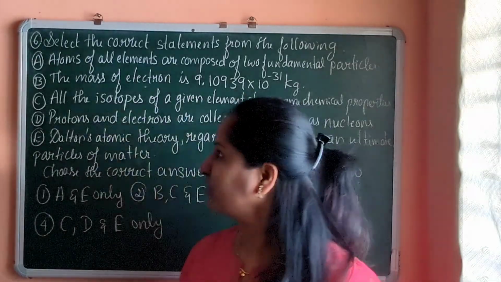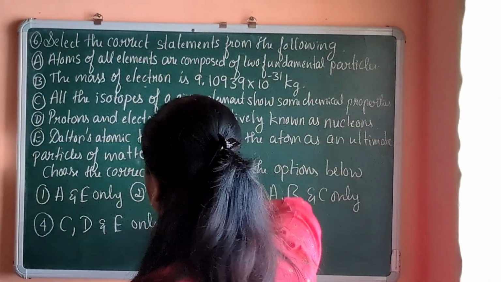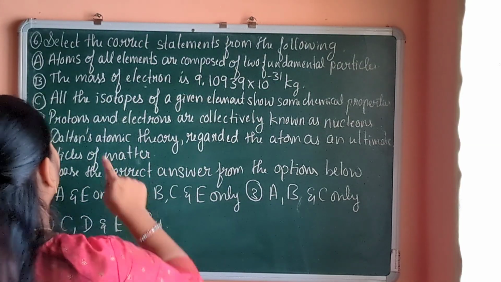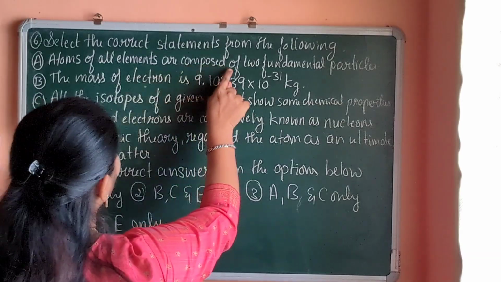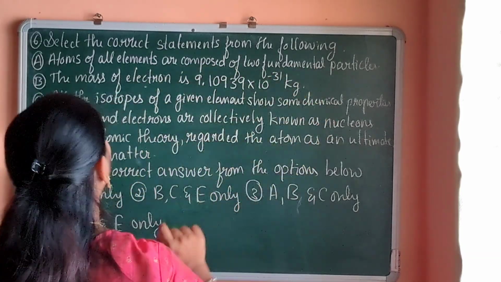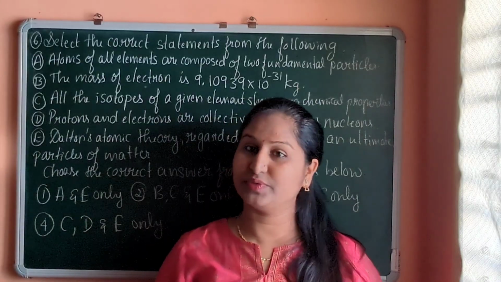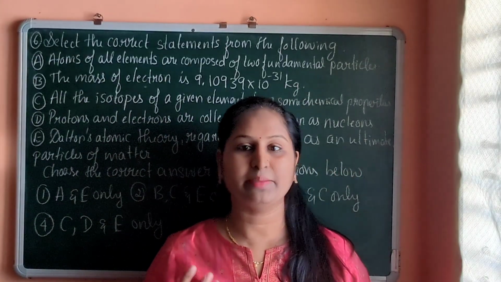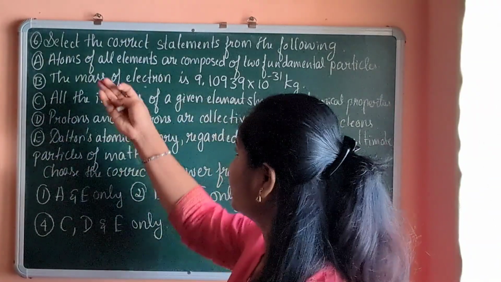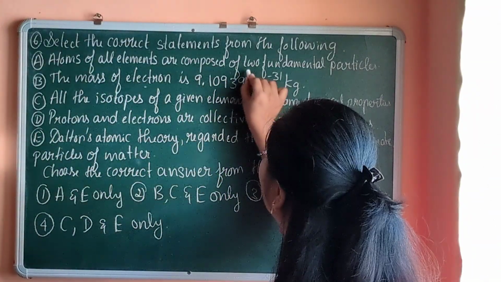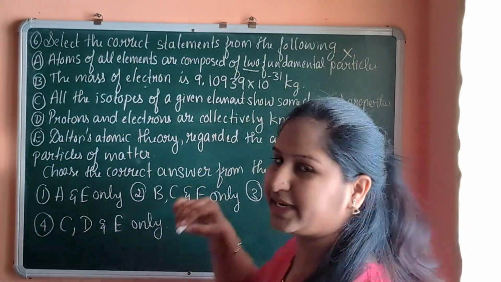Let me read out this question. Select the correct statements from the following. The given statements are here. Let me read them out. The first statement is that atoms of all elements are composed of two fundamental particles. Atoms of all the elements consist of three fundamental particles named proton, electron and neutron, but in the first statement they have given it consists of two fundamental particles. So this is an incorrect statement.